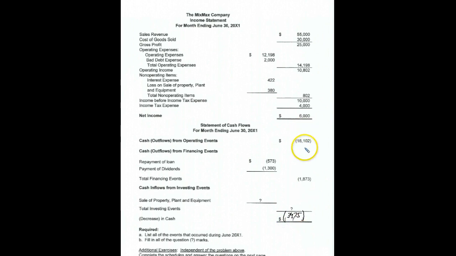So now 18,102, 1,873, plus what? This has to be a positive 16,000. So we've got operating, financing, and now investing activities are 16,000, and that would be the sales price of that truck. Sale of property, plant, and equipment, which is, recall, they sold the truck. They told us on an earlier page. Okay, so we have filled this all out.